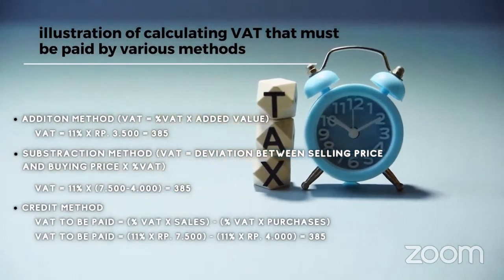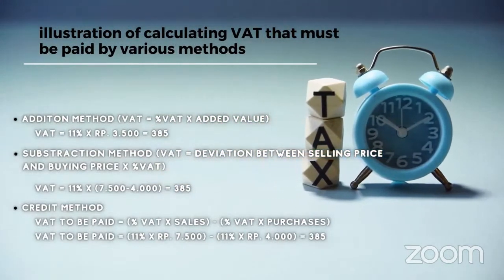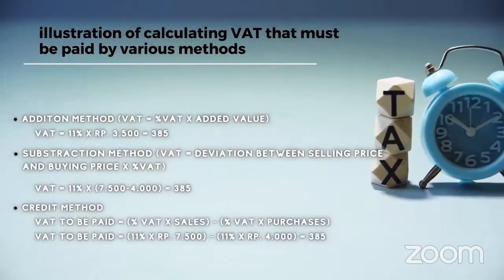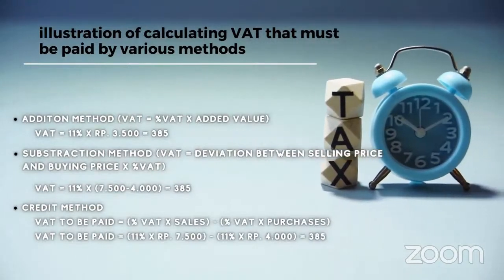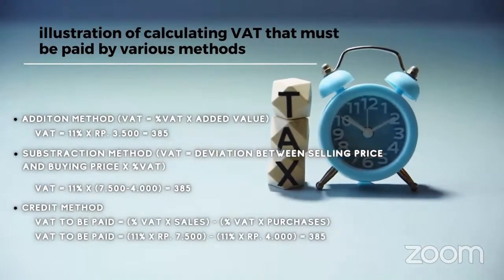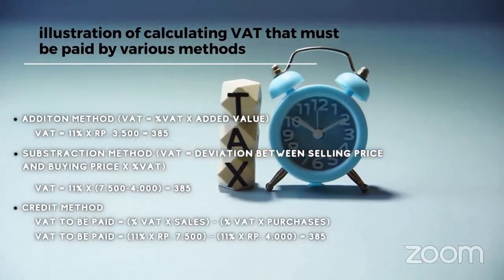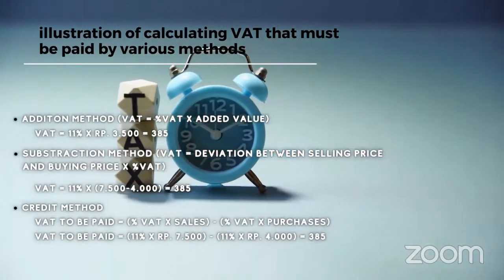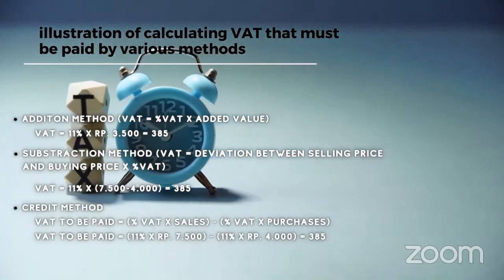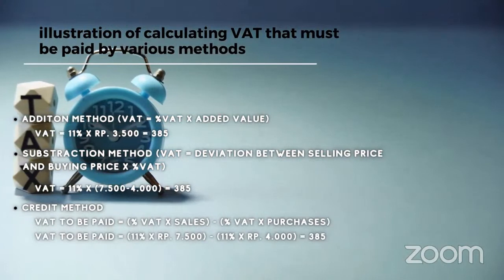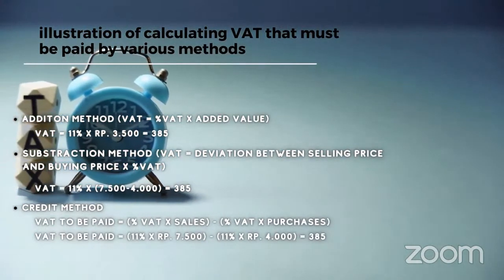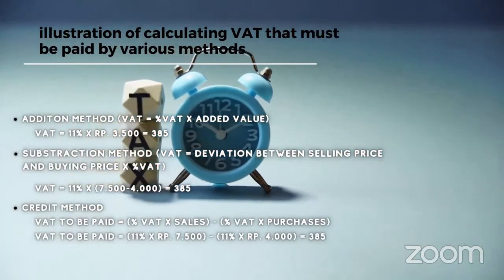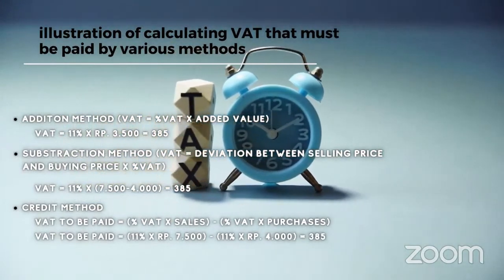And the next method is the subtraction method. For this method, VAT equals the difference between selling price and buying price times the percentage of the VAT. So, VAT equals 11% times (7,500 minus 4,000) equals 385.